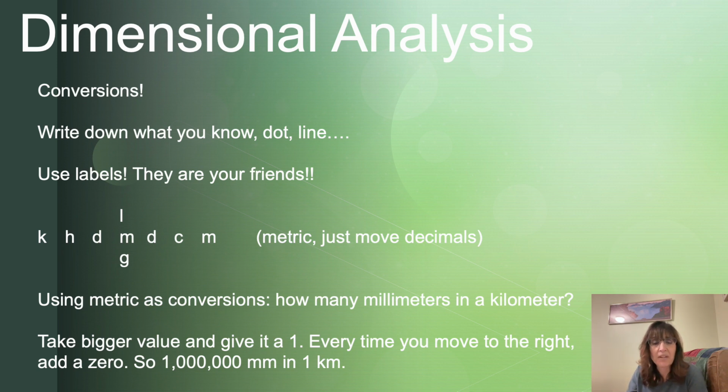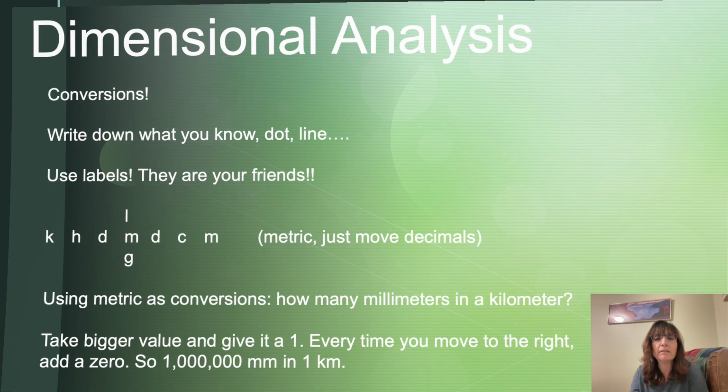I don't know, some word we never use. Then D and then M. So there are 1,000 meters in a kilometer. Keep going. 10,000 decimeters, 100,000 centimeters, 1,000,000 millimeters. And before we get into the next part where we start looking at the more fun conversions, remember to use labels. They are your friends.